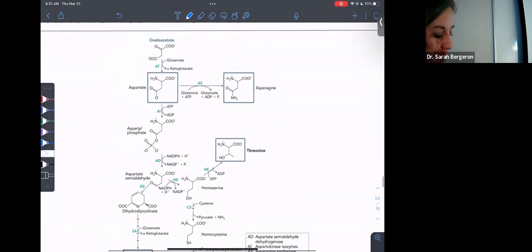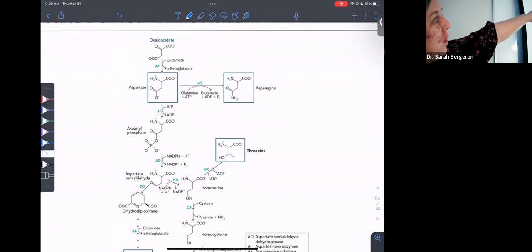But when you start out with oxaloacetate, what can you make? You can make aspartate. So is aspartate an essential amino acid? Look at your list. It's okay to go look at your list. So aspartate is an essential. How about asparagine? Aspartate's not, sorry. Aspartate's not. Is asparagine? No. Threonine?